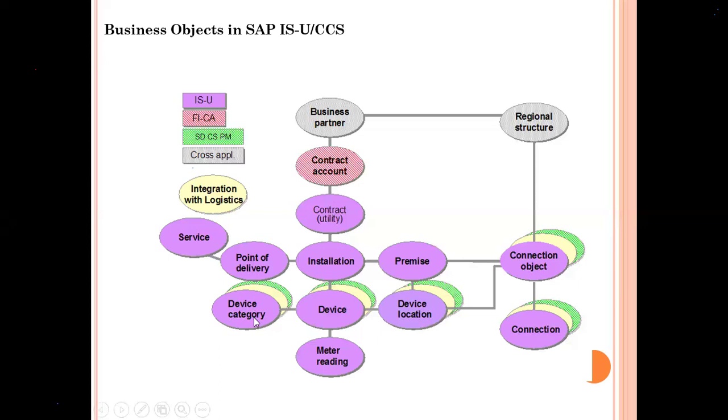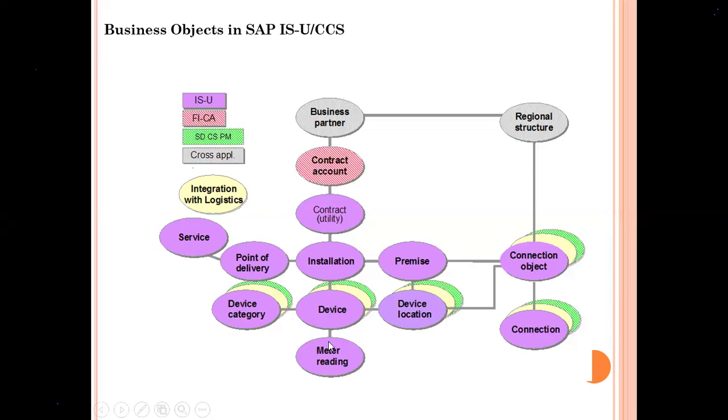Whereas device category is used to create the device, and that is nothing but your materials. So material is coming from material management. And the maintenance is happening through plant maintenance and customer services and SD, sales and distribution. So you can see green and yellow is everywhere because they are linked to the logistics.